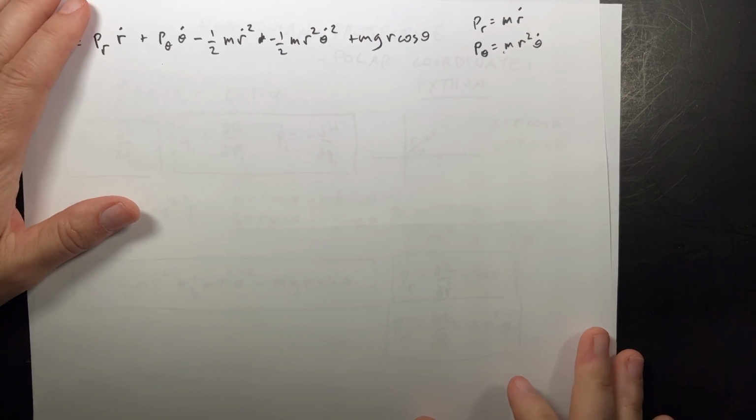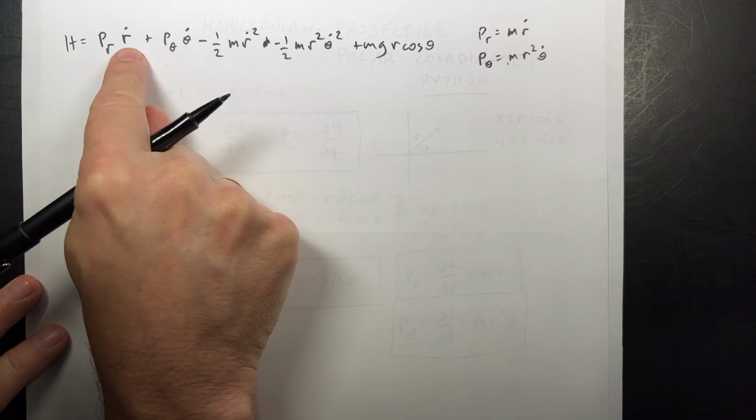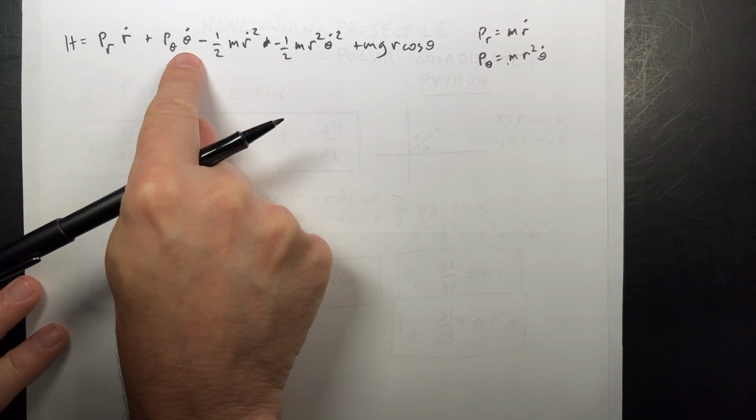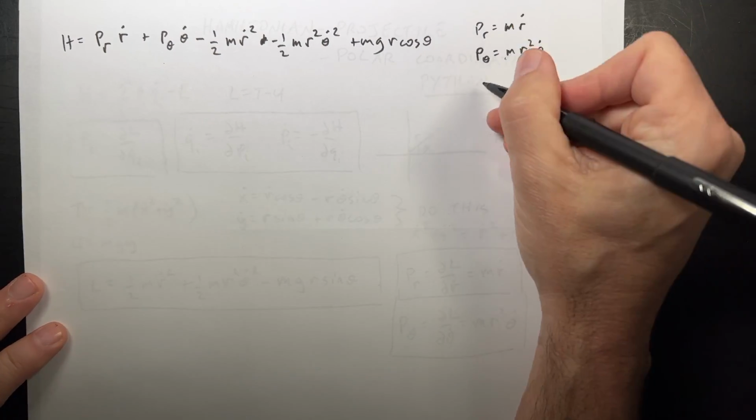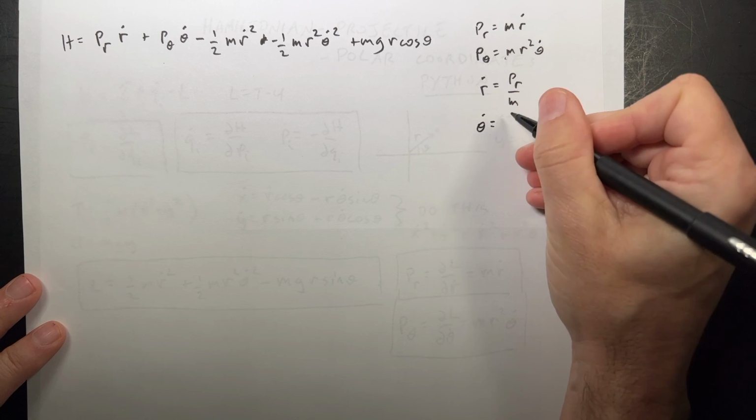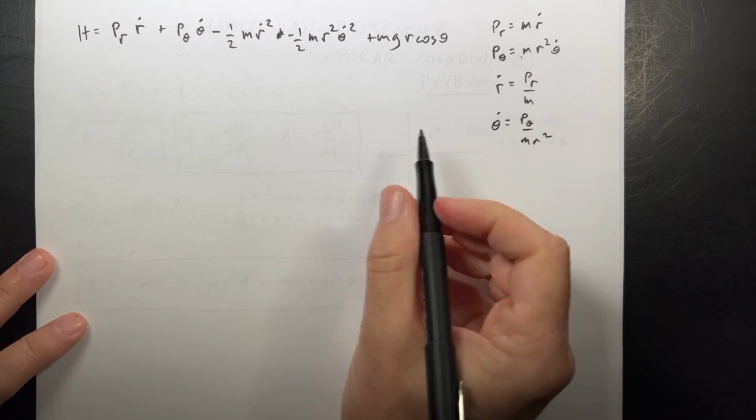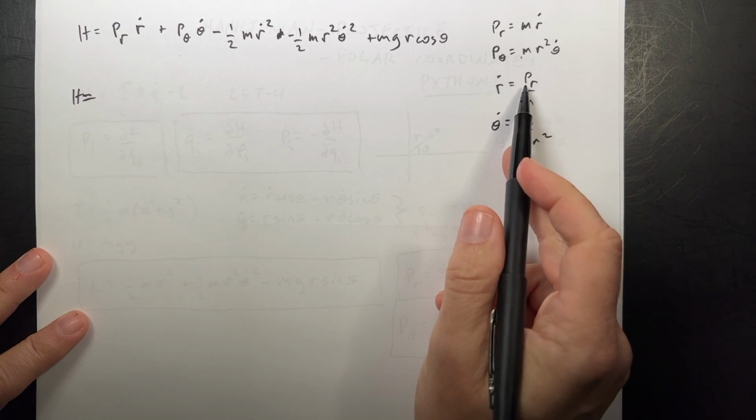So I want my Hamiltonian in terms of position and momentum. I want r, and I want theta, and I want p r, and I want p theta. That's it. So I don't want to see any r dots in there. I don't want to see any theta dots. So I need to get rid of these. Over here I can say r dot is p r over m, and theta dot is p theta over m r squared. If I now make that substitution, I get H equals p r times p r over m.